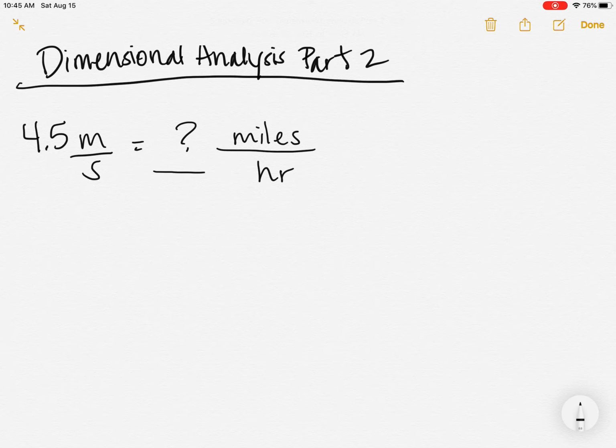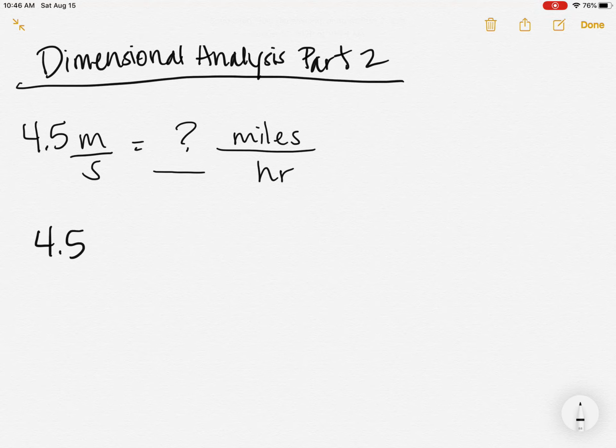In this problem, we're given 4.5 meters per second, and we want to know how many miles per hour that is. Meters per second and miles per hour are both speeds because they're distances over a time. We could investigate if these speed conversion factors were on our sheet, but they're actually not, and I've picked that for a reason, because I want to show you how to approach this problem by breaking it down individually. So here's what we're going to do.